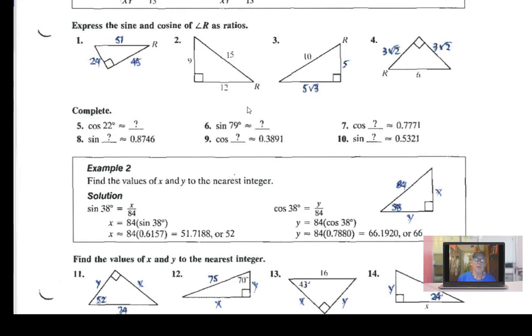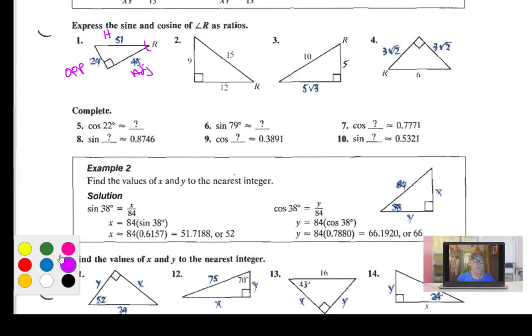So all we have to do on these is find the ratios that go with these. Some of these I'm going to look up in a table, or I could just use a calculator set for degree mode and just find the values that way. I happen to have the table handy. So let's see, we want sine and cosine of r. So here's our angle r. Find the hypotenuse first. There's our hypotenuse. So in relation to r, this is an opposite side. This is an adjacent side.